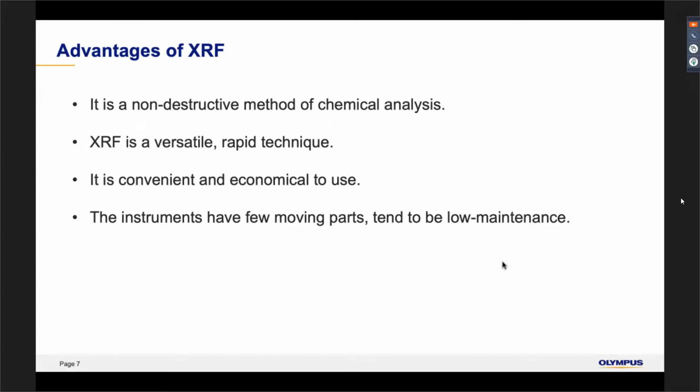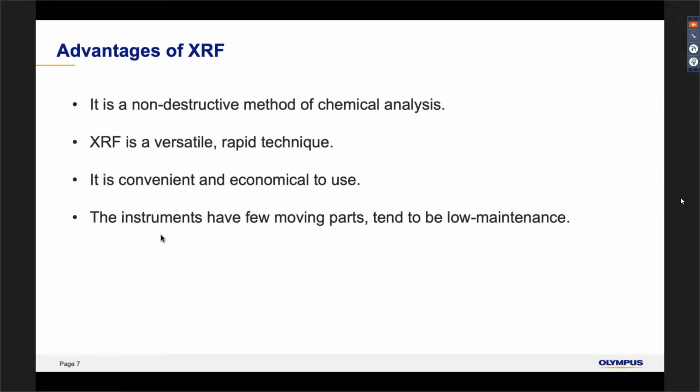Some of the advantages of XRF: number one, it is non-destructive, so it will not cause any damage to your sample. It is a versatile and rapid technique. The sample prep is straightforward and the test time is typically 1 or 2 minutes, or it could be even less. It is convenient and economical to use, so you can bring it on site because it's portable and you are able to get real-time data.